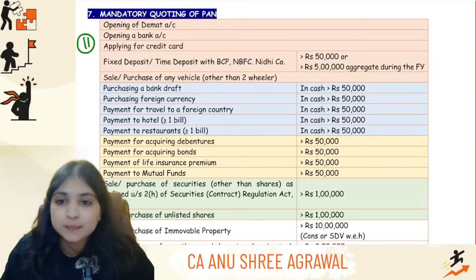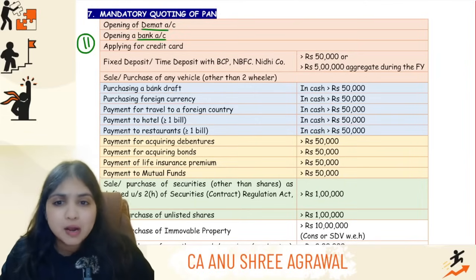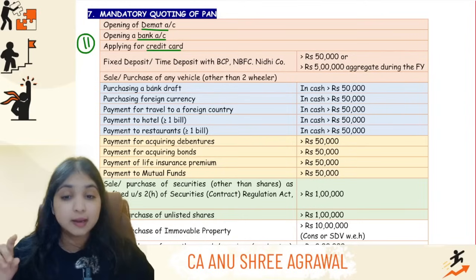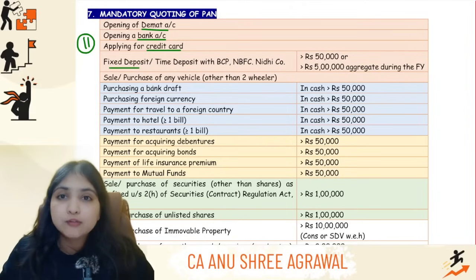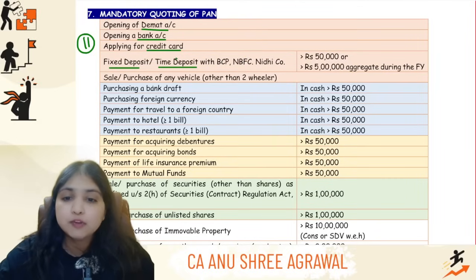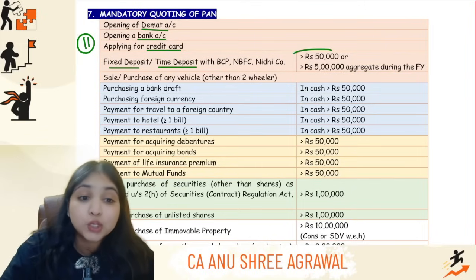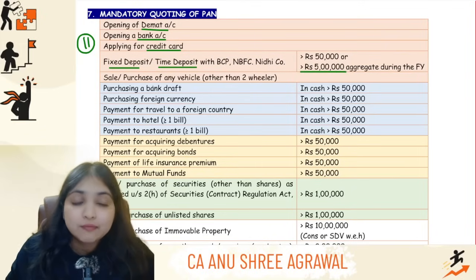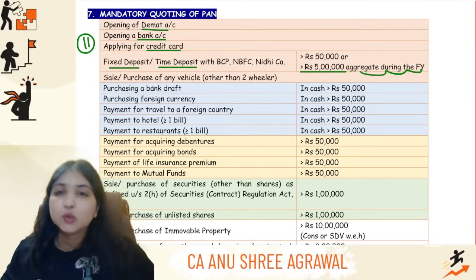Alright, point number 1, if you want to open a demat account, you have to quote your PAN. If you have to open a bank account, you have to quote your PAN. If you want to apply for a credit card, you have to quote your PAN. Then if you want to make an FD or a time deposit with a bank, cooperative bank, post office, NBFC or Nidhi company, more than 50,000 rupees or more than 5 lakhs aggregate during the year, you have to quote your PAN.